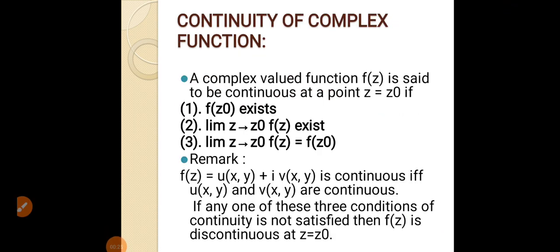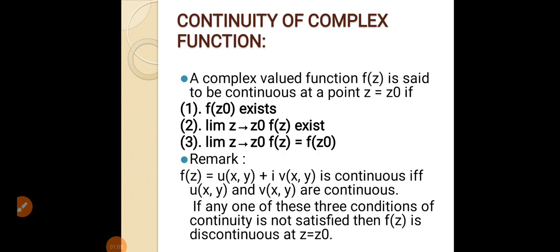Continuity of a complex function. A complex valued function f(z) is said to be continuous at a point z = z0 if f(z0) exists. It means the function f(z) is defined for z = z0. The second condition is that the limit as z tends to z0 of f(z) exists. The third condition is that the limit as z tends to z0 of f(z) is equal to f(z0).